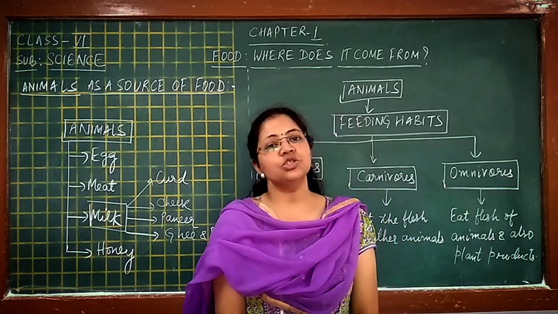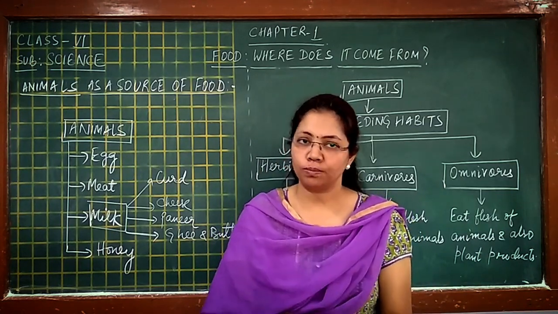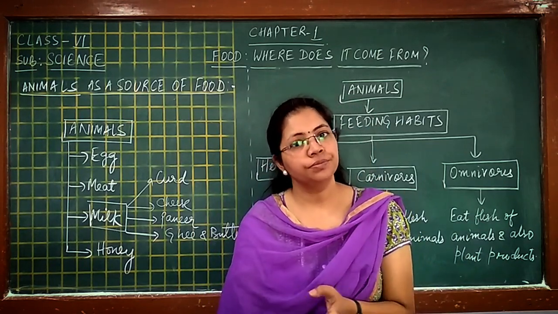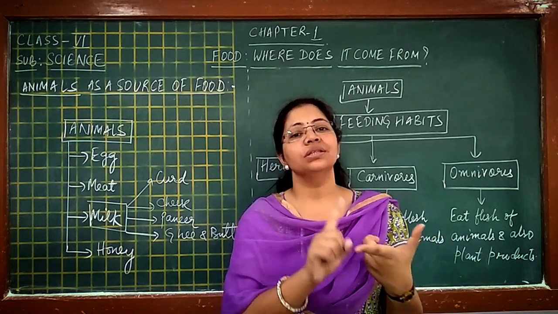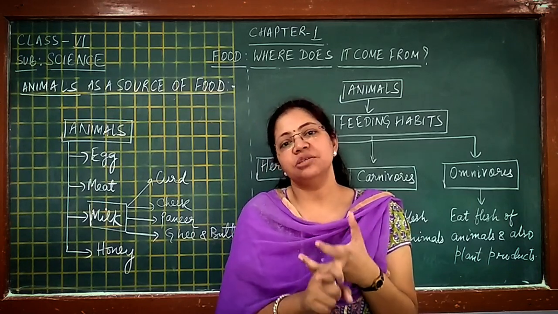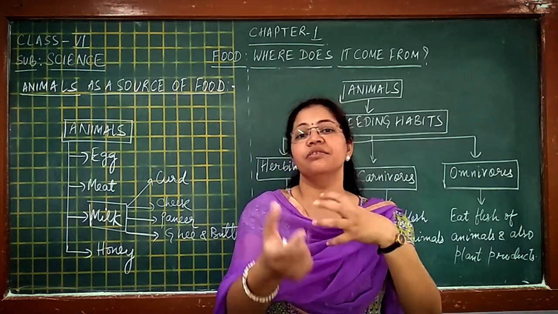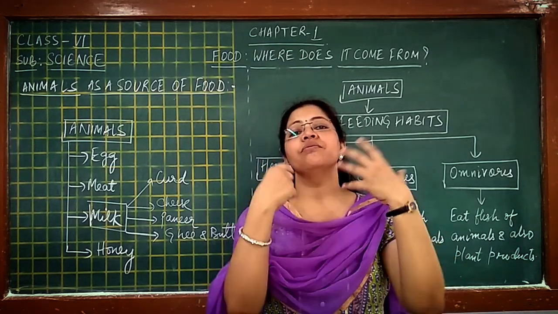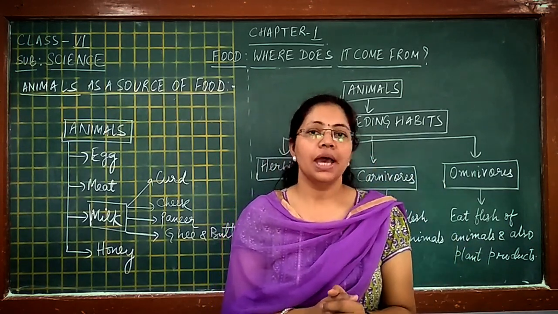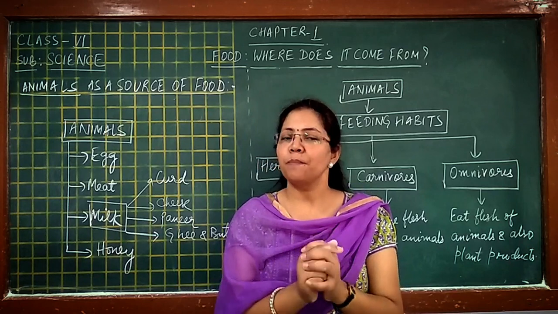And students, that's all about the whole chapter 1, food, where does it come from. In the whole chapter, I discussed with you what is food, why should we eat food, what are the different types of food, then we discussed the ingredients, then the edible parts of a plant, then how we can prepare sprouted seeds, then honey production, then types of animals based upon their feeding habits. So thoroughly read your NCERT book and complete your writing work.